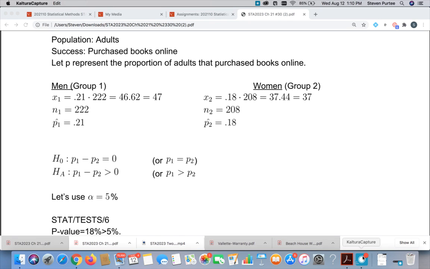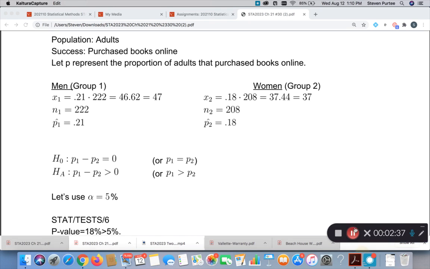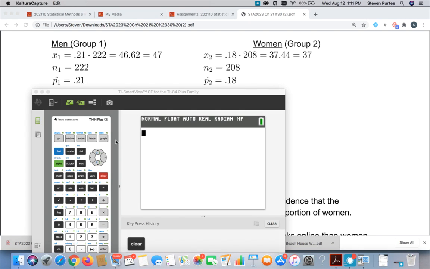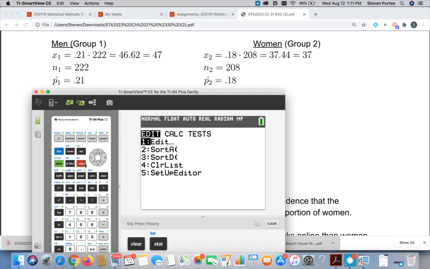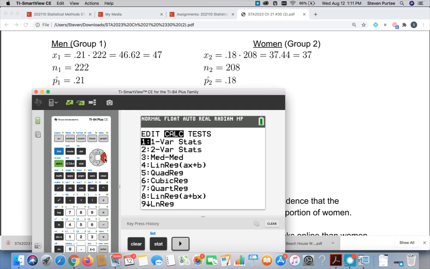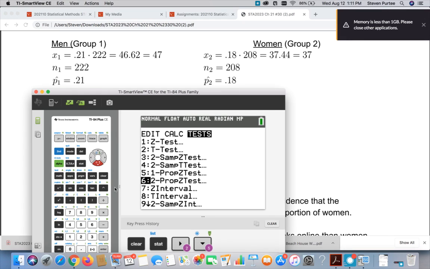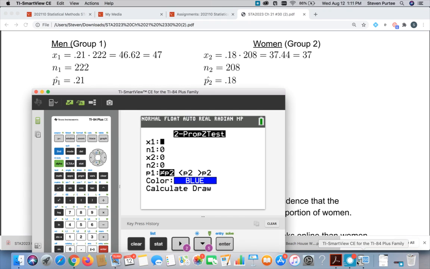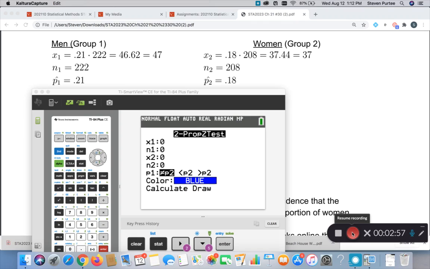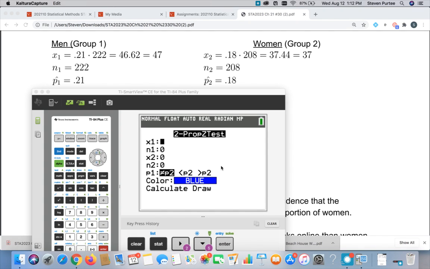So we type everything in our calculator. So we're going to go stat, over to tests, and we want a two-prop test. So we scroll through until we find one that says that, two-prop test. Hit enter. We type in all of our parameters that we know, all of our statistics.